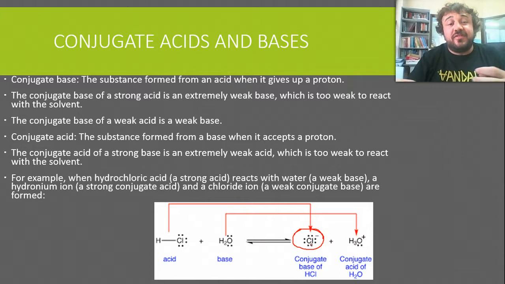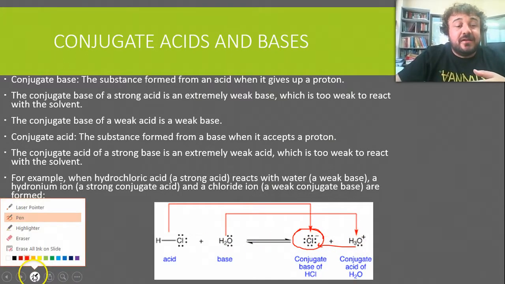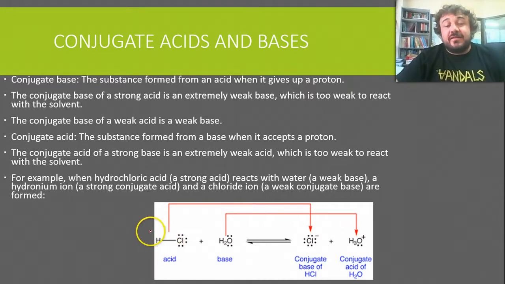It's all about having the opposites evening each other out. The conjugate base of a strong acid is an extremely weak base, which means it's too weak to start pulling the proton back. It'll never pull that back, because the reaction goes to completion the other way. The conjugate base of a weak acid is also a weak base.